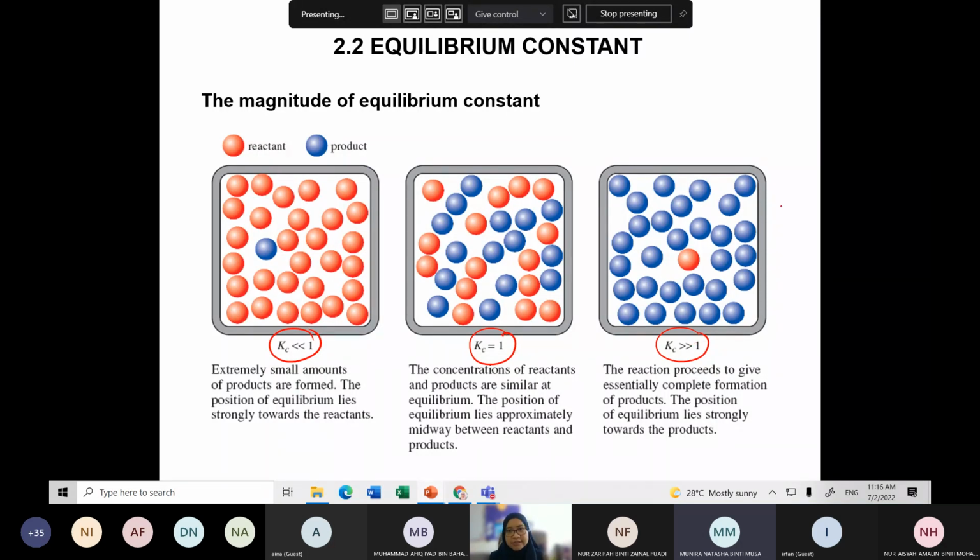Okay, alright. So like I said just now, we know that Kc is equal to product over reactant. Okay, let's go for the first one first. How do we get Kc less than 1? How do we get Kc less than 1 based on the product over reactant kat sini? Value apa yang kena lebih besar in order to get Kc less than 1, guys? Reactant.